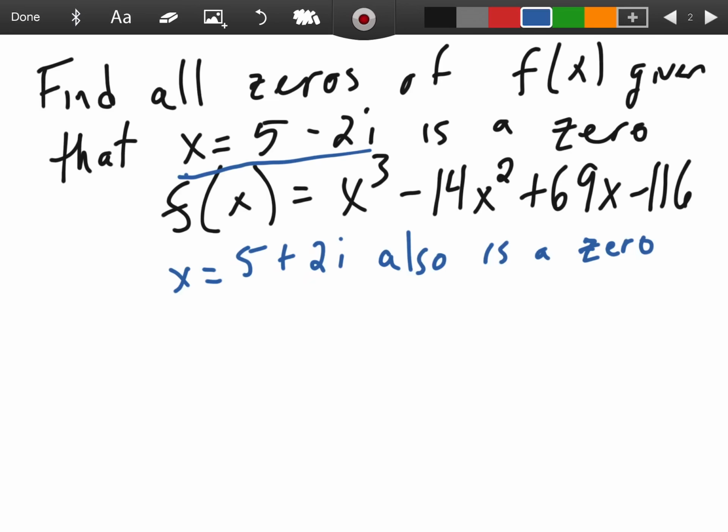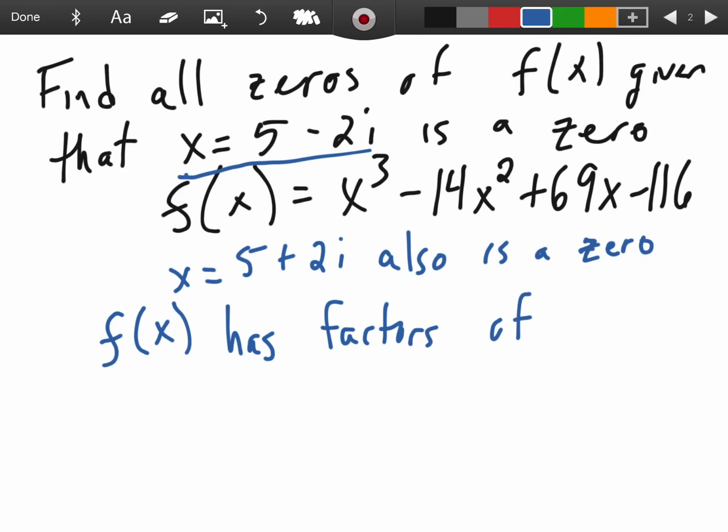So then that tells us f of x has two factors that we know of now. It has factors of x minus 5 minus 2i and x minus 5 plus 2i.